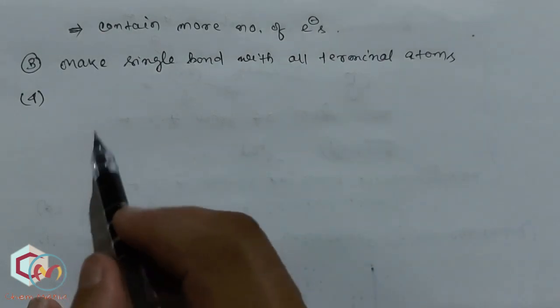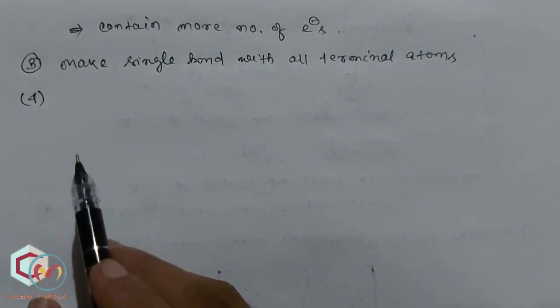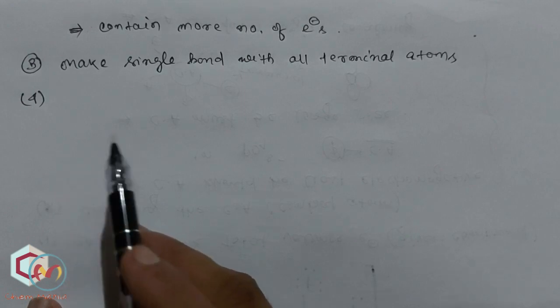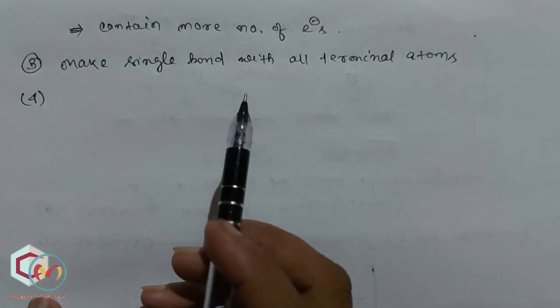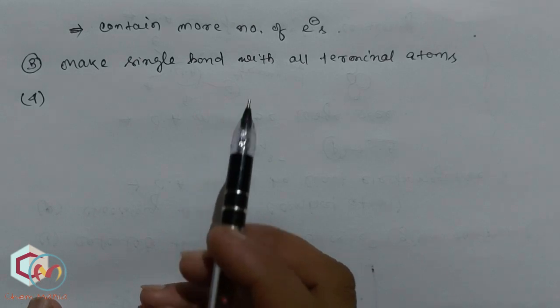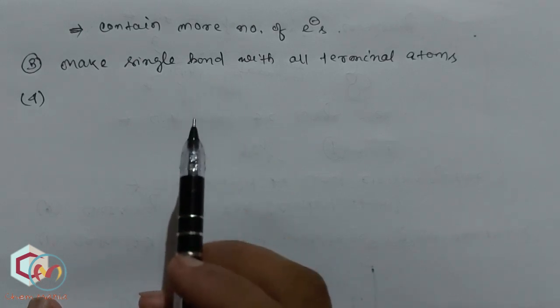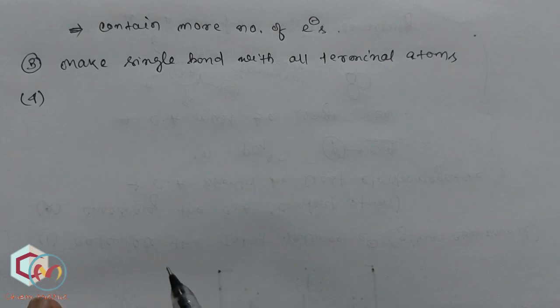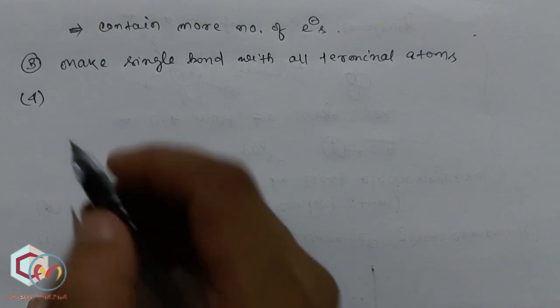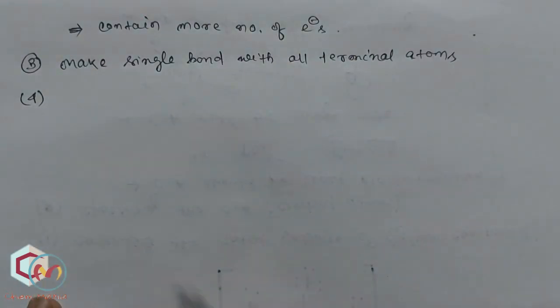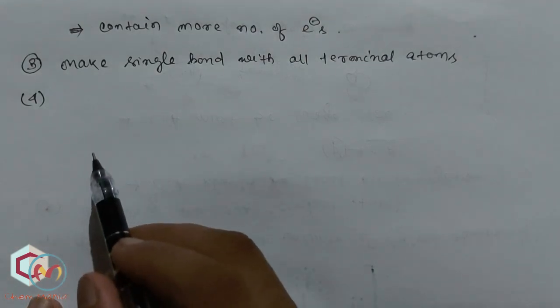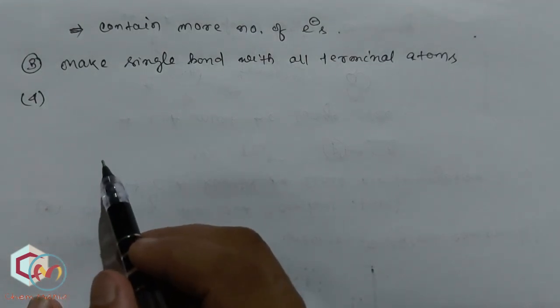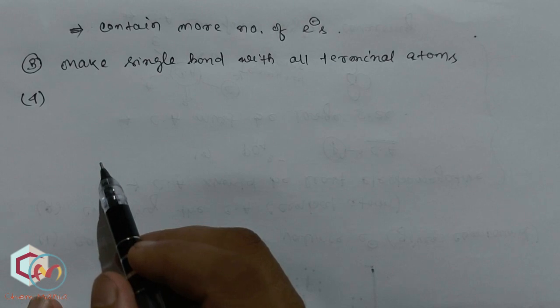The fourth rule is, after the central atom forms single bonds with the terminal atoms, we have to fill the electrons around the terminal atoms so that all the terminal atoms get octet electronic configuration. So the fourth rule is to fill the electrons to the terminal atoms so that all terminal atoms get octet configuration.